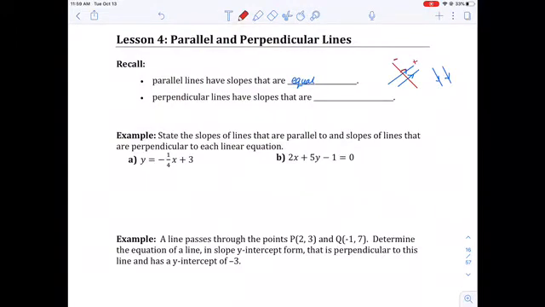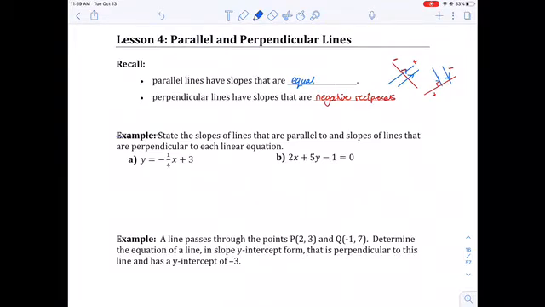Whereas this one's positive, this one would be negative, and whereas these guys are negative, a perpendicular line would have a slope that is positive. So we would say they are negative reciprocals. Okay, and that we learned in the last unit, but we kind of still need to use that information.